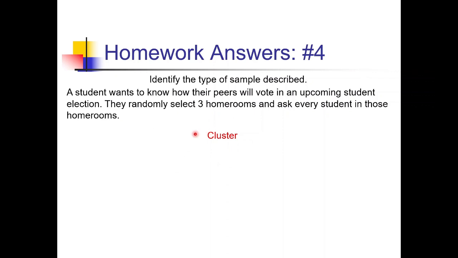Now the other ones, just to kind of review them, if you had a simple random sample, basically you'd be throwing everyone's name into a hat and just randomly picking a few and asking them. If you had a systematic sampling, you'd have a rule for picking people, like picking every 5th student in the student directory. A stratified sample would be if you took random students from all of the homerooms, but each homeroom had an equal chance of being chosen, and the students in individual homerooms had an equal chance.